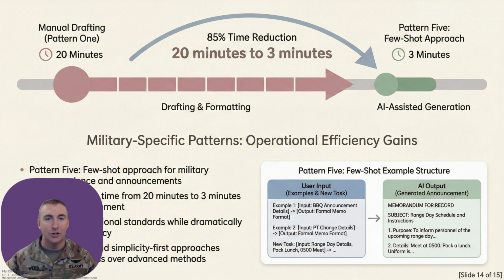Across an organization generating 50 memos weekly, the time savings total nearly 11 hours weekly, or approximately 560 hours annually, equivalent to 1/4 of a full-time staff position. Context quality and simplicity first approaches determine success over advanced methods.